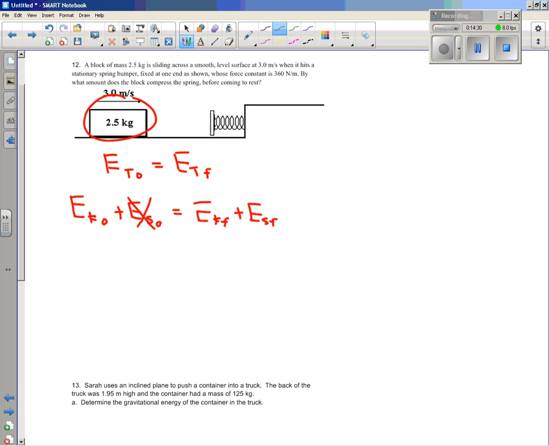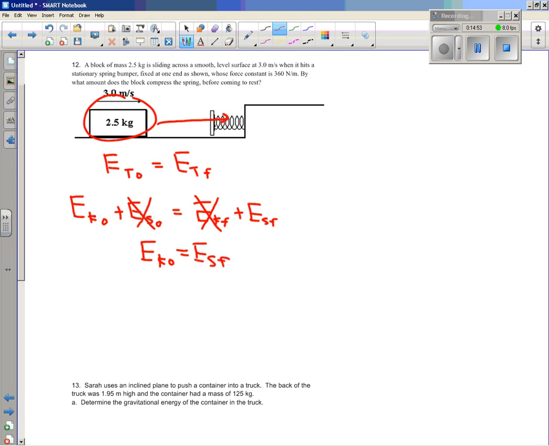Also it says, how far will it compress the spring before coming to rest? So that means when it hits the spring and compresses it, it's going to reach a maximum compression when it comes to rest. So that means there's no final kinetic energy. That makes the math in this one a lot easier. So all I've got is EK initial equals spring energy final.